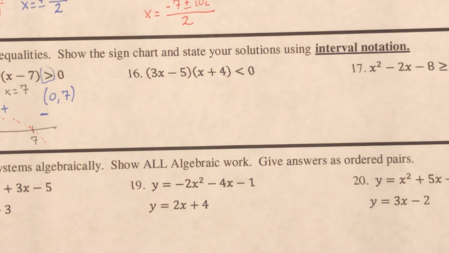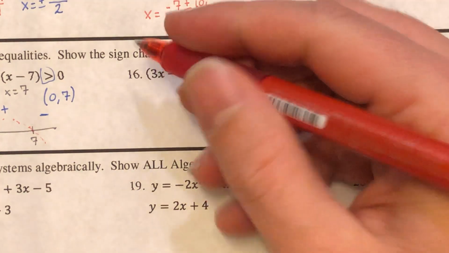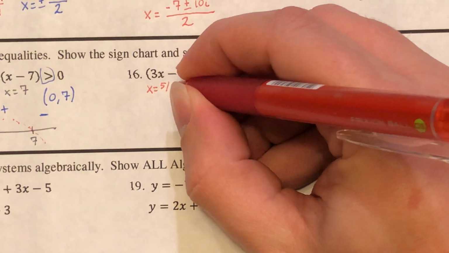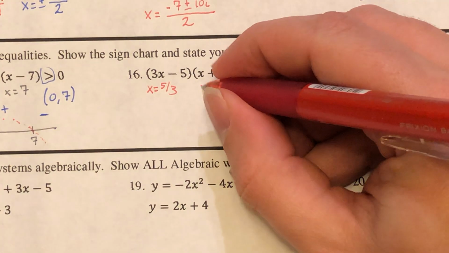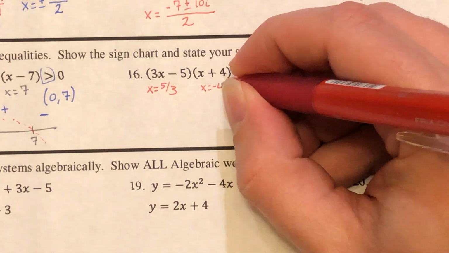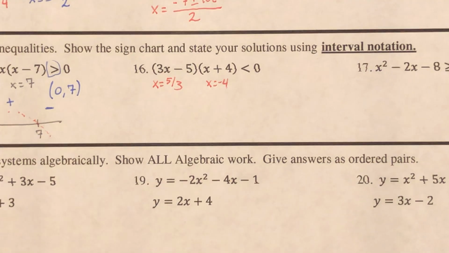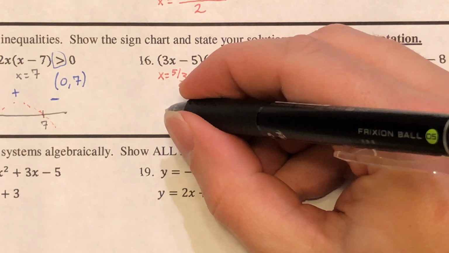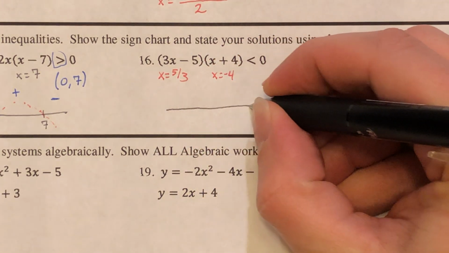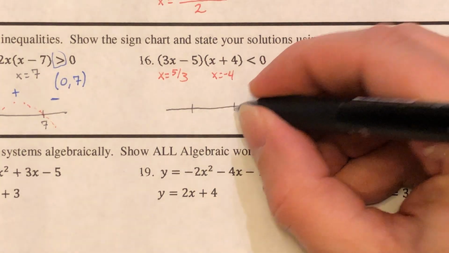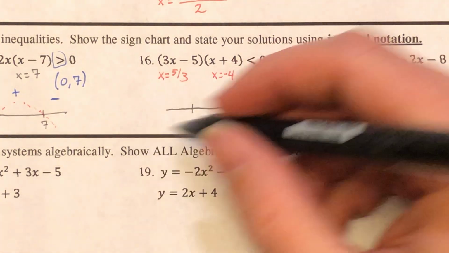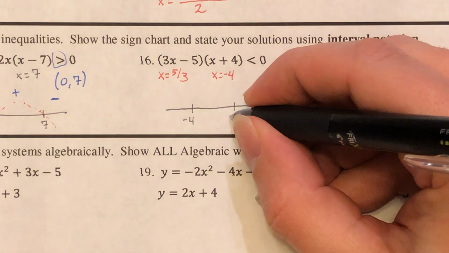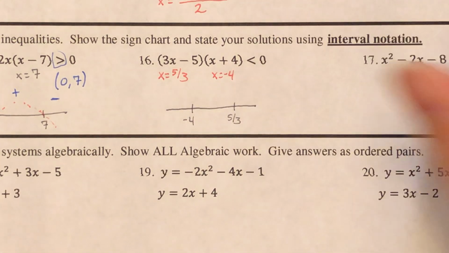So for 16, here I've got x equals 5/3, and here I have x equals -4. So I make my sign chart, putting those values on. Because the number line is going to go lowest number to highest number, so I've got -4, and then I've got 5/3.